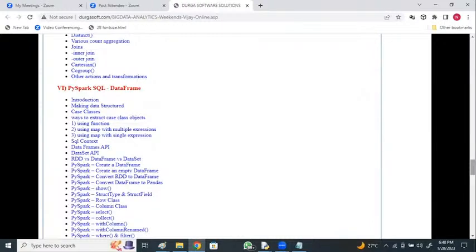Okay. So, and what about Delta Live Tables? What is it? No. Delta Live Tables? No, that is not covered here. Okay. Thanks. Okay, fine. Any other queries, anyone?